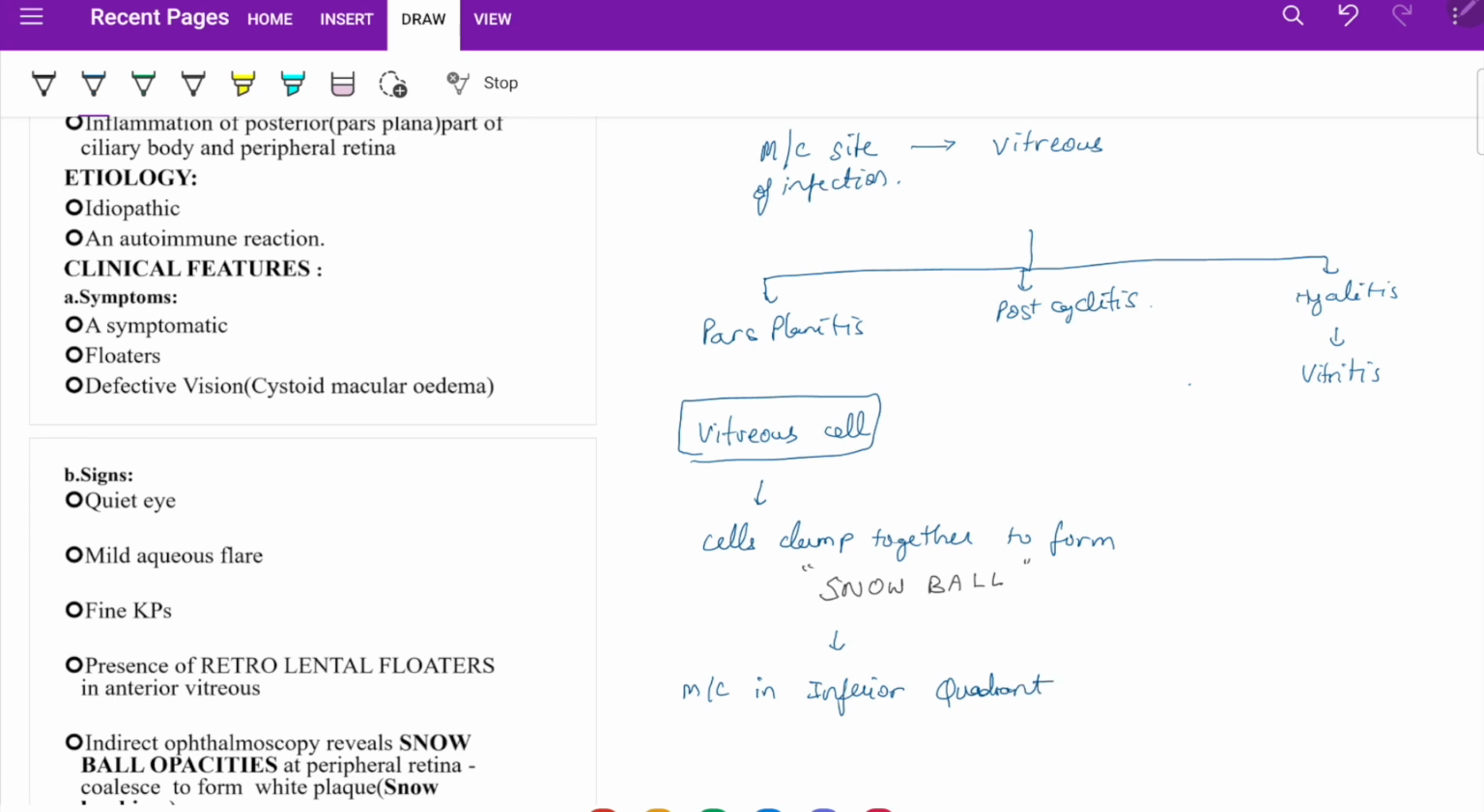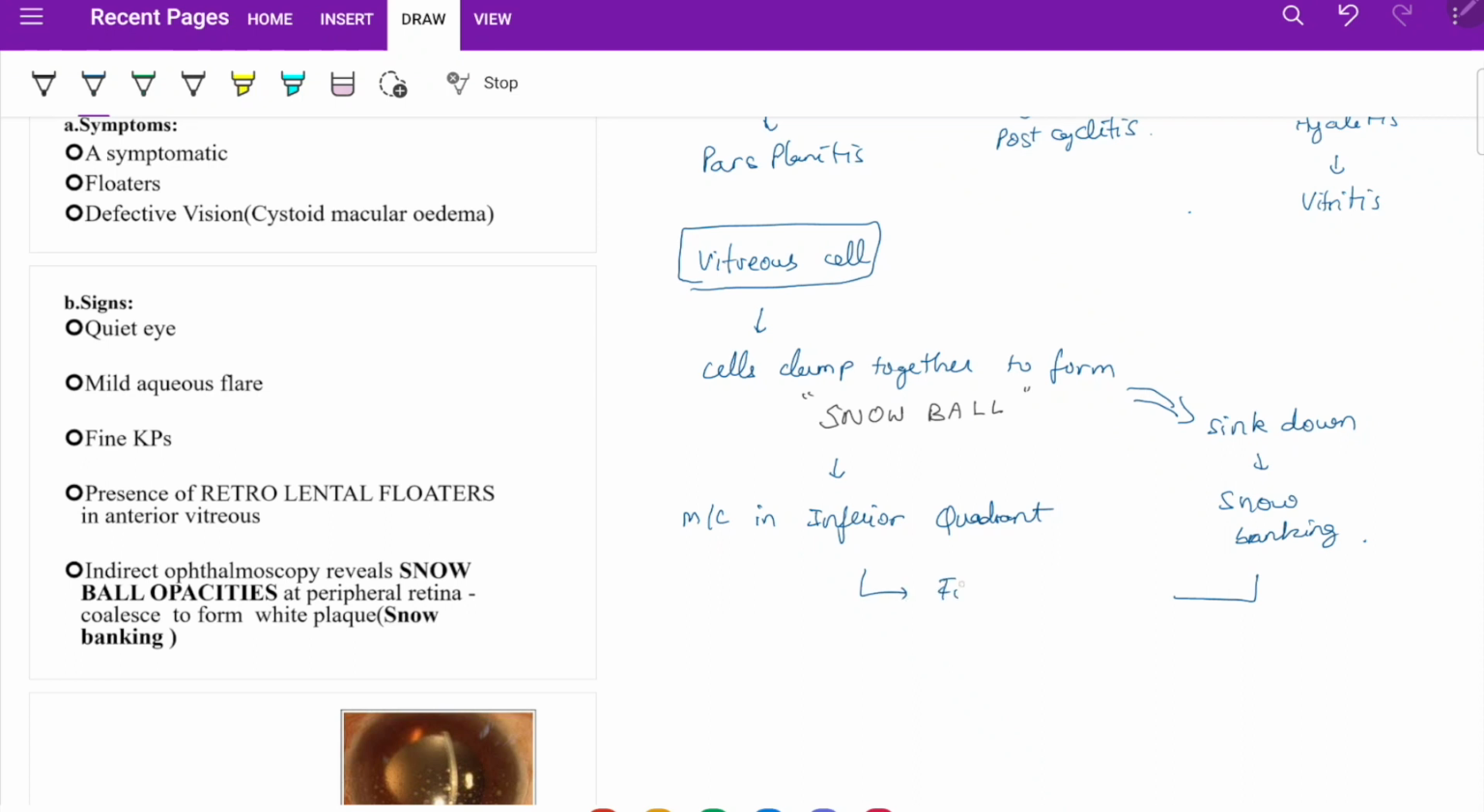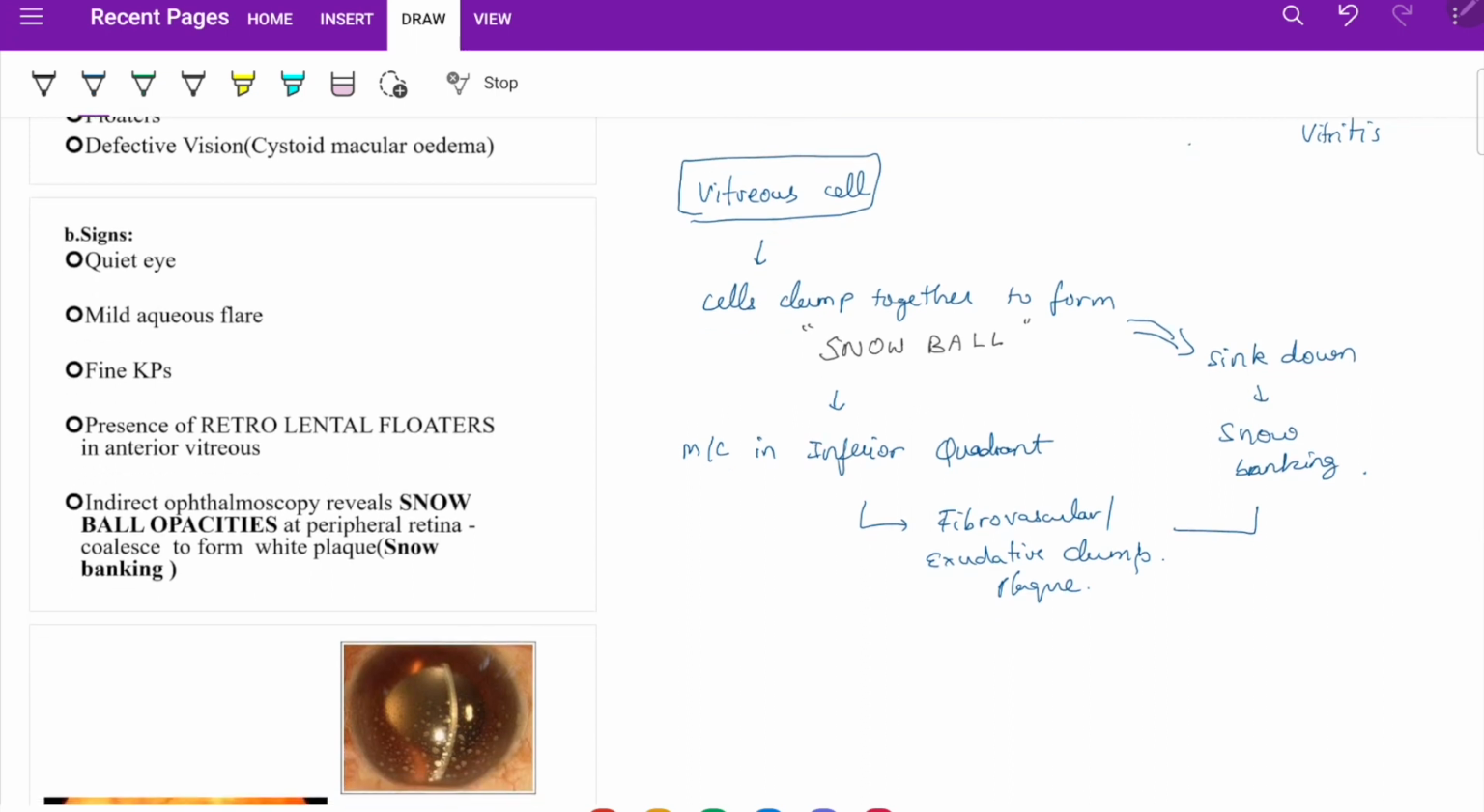Okay? So what happens to this snowball is that slowly they sink down to form snow banking. Snow banking we call a fibrovascular or exudative block. So what is this? Snow banking is nothing but a fibrovascular or exudative clump, or you can call it a plaque. This is present in the inferior quadrant, and this is the pathognomonic sign of pars planitis, the characteristic feature.